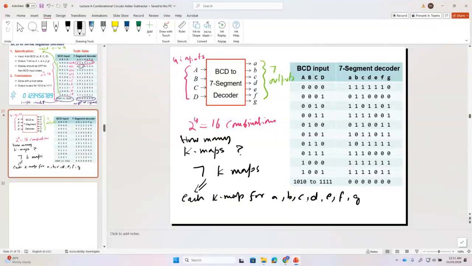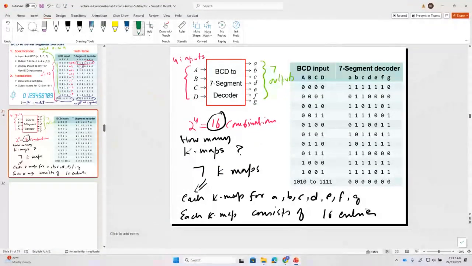Now each K-map consists of how many entries? 16 entries. Because this is 2 to the power 4, so these are 16 combinations. Each K-map consists of 16 entries. Any question?